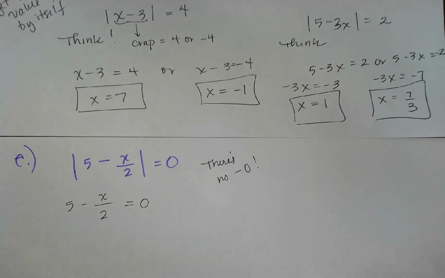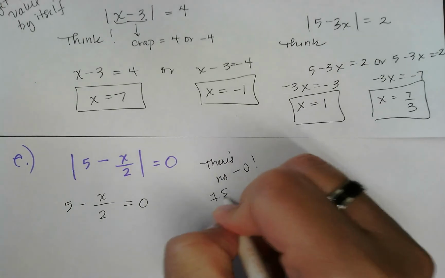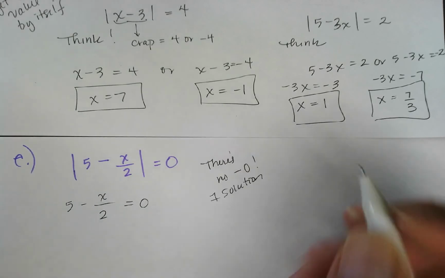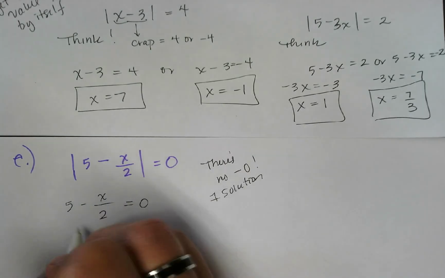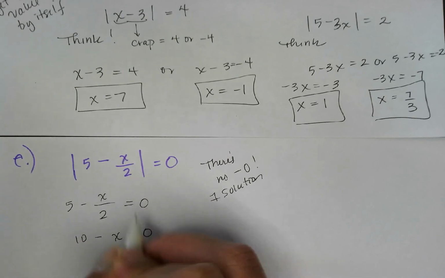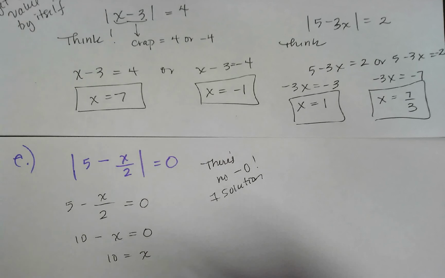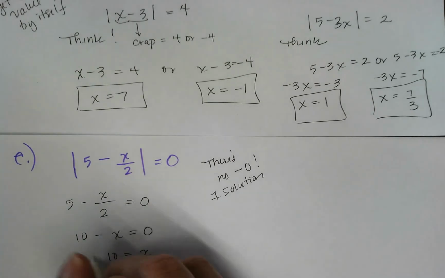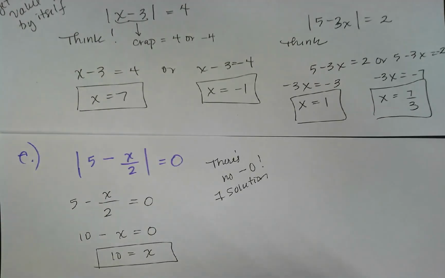So if I clear fractions, multiply both sides by 2, I get 10 minus x equals 0, and then 10 equals x. I added the x to both sides, so x equals 10. Okay, so only one solution in that case, because there's no opposite of 0. Okay. Alright, so there's absolute value equations. That's the end of 1.5.